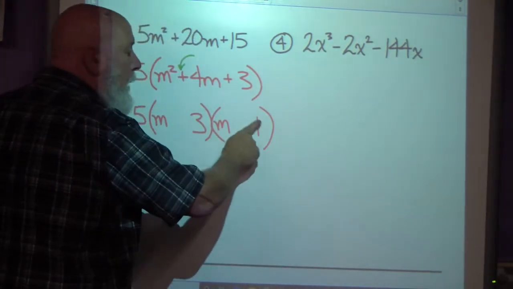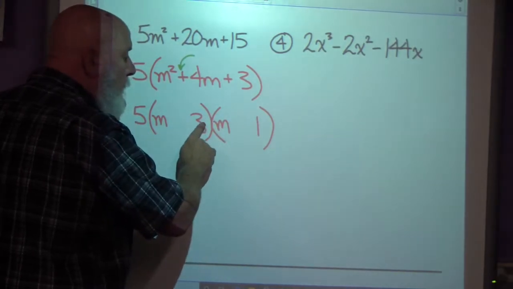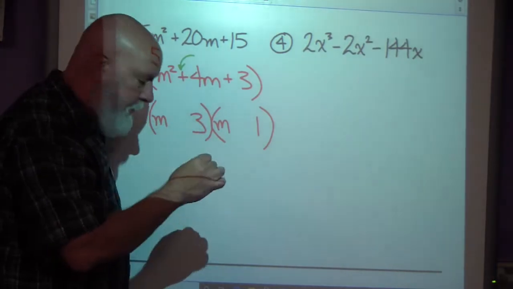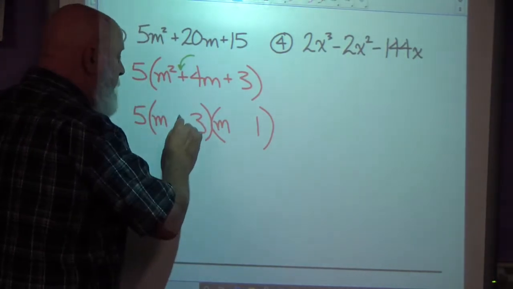It doesn't matter where I put the 3 and the 1. I could put the 3 here and the 1 here. That doesn't matter. What matters is these must add up to positive 4. And the only way that can happen is if they're both positive.